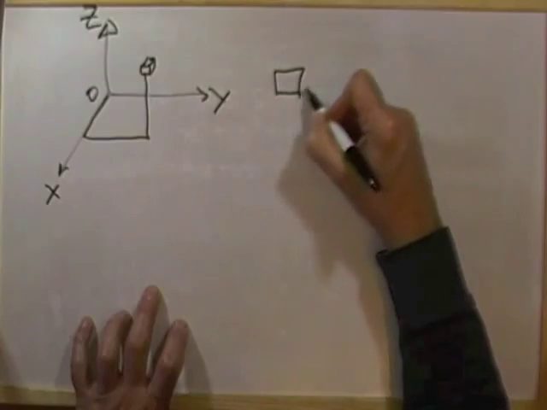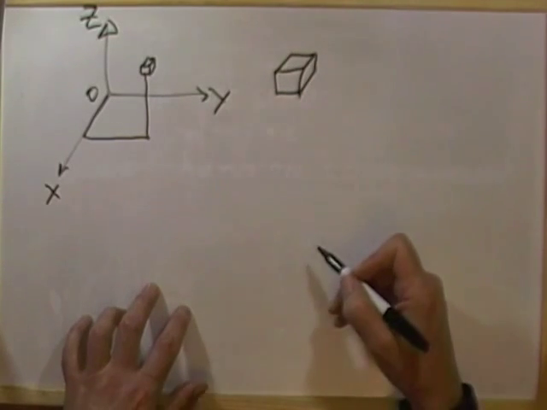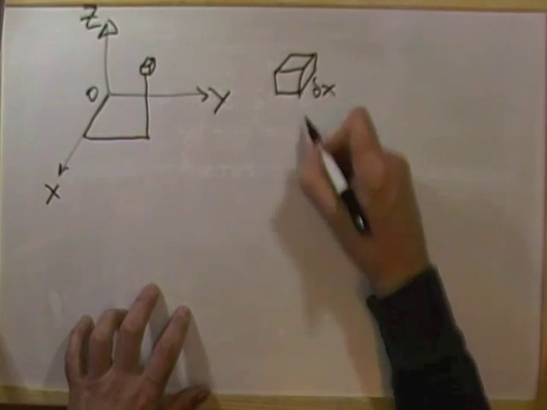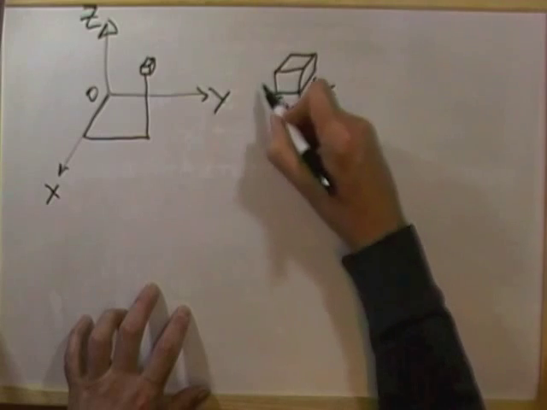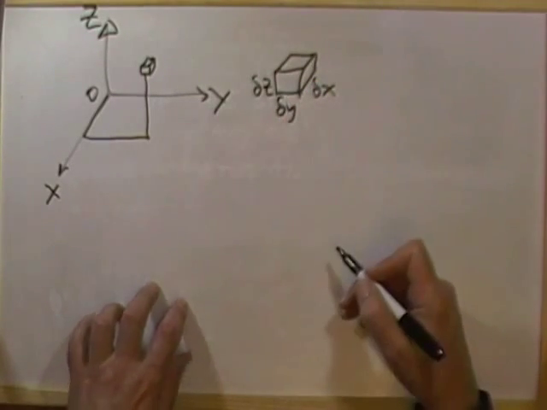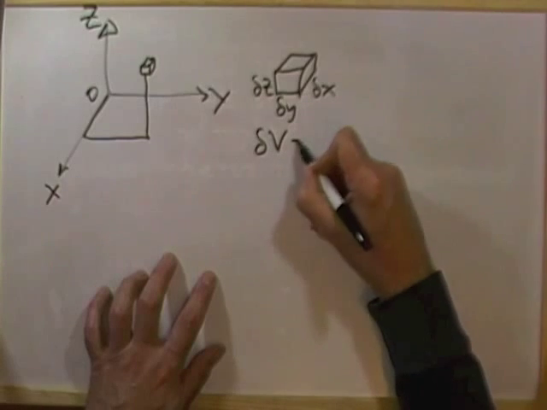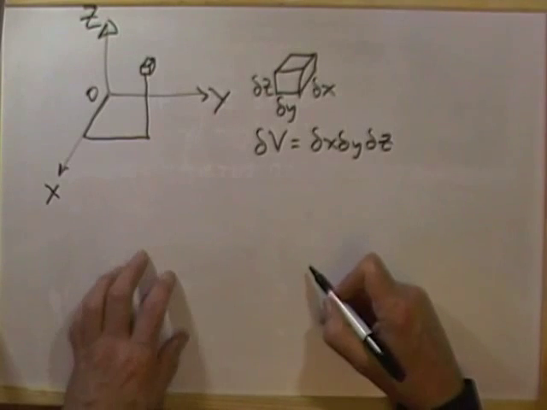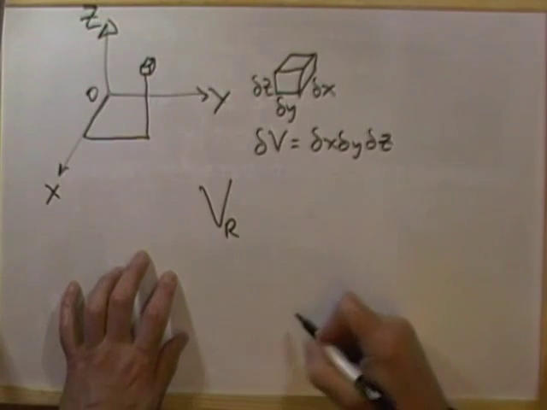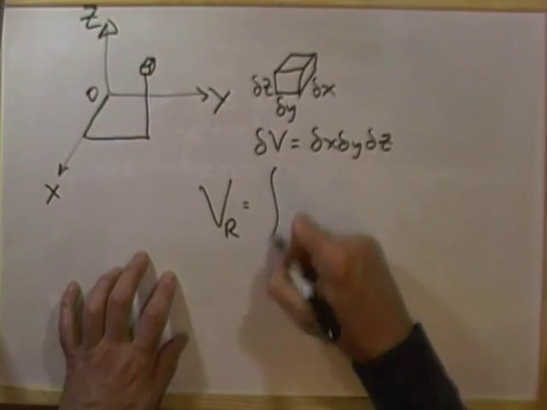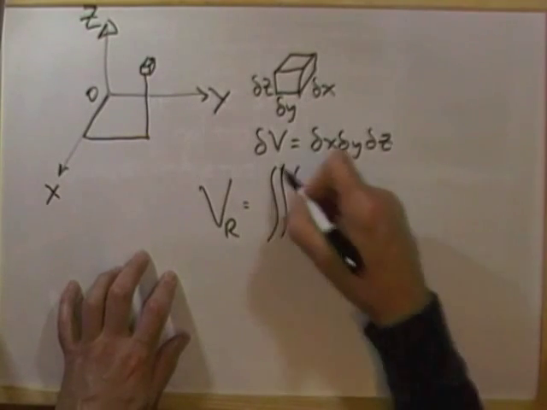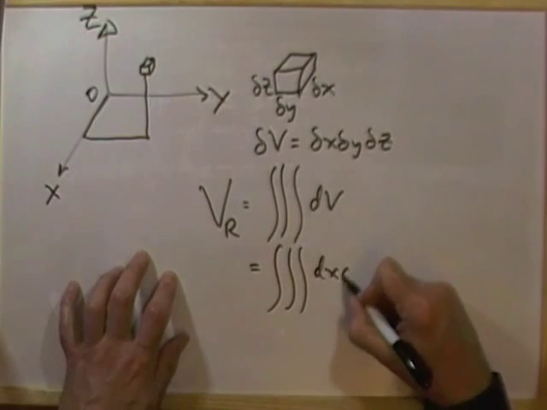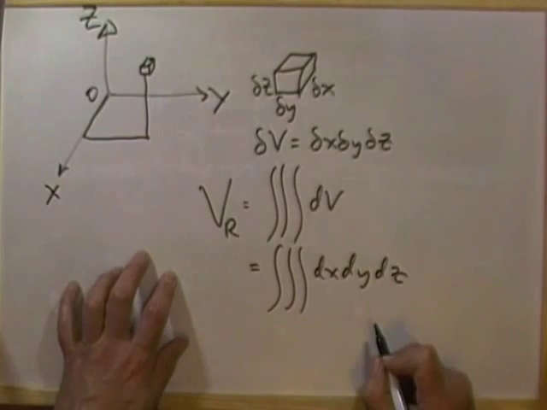And the size of each little box is simple enough in Cartesian coordinates, because the distance this way would just be the small change in x, the distance that way would be the small change in y, and the distance up the way would be the small change in z, which means that the volume element would just be the product of those three. So that if I wanted to work out the volume of some region, I would simply rush through the region, gathering up all the little volume elements. I would rush through the region, gathering up the dx, the dy and the dz.